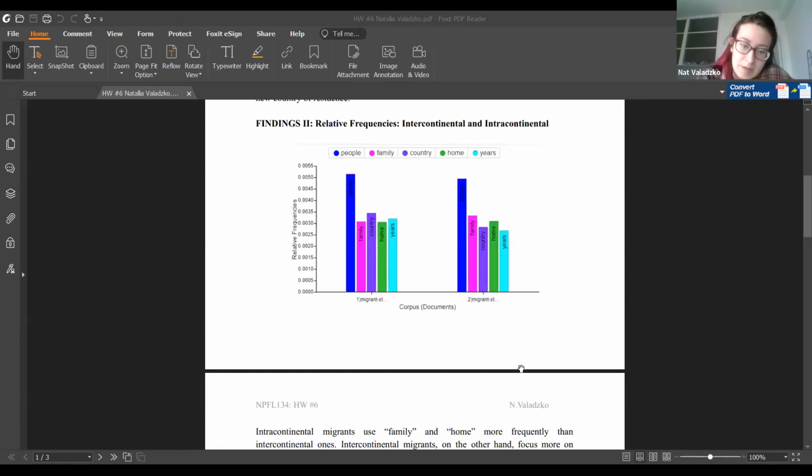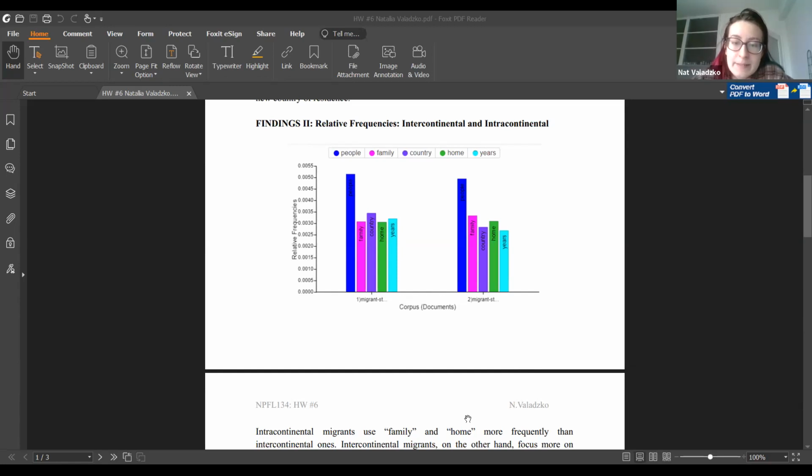So the first one is inter and the second is intra. The intracontinental migrants focus on family and home more in comparison to intercontinental, who may use words like people and country and years more often. My tentative interpretation, as you were talking about refugees just now, is that intracontinental is more likely to be forced migration, like people fleeing the war or other circumstances. That's why they focus on family and home: fleeing home, protecting the family. The intercontinental are more likely to be voluntary migration, people searching for a better life, for work and so on.